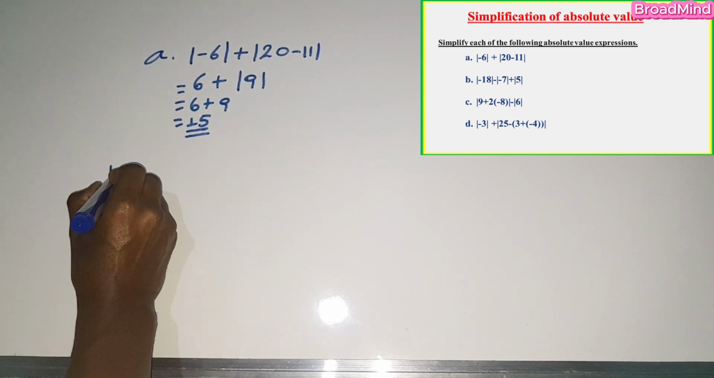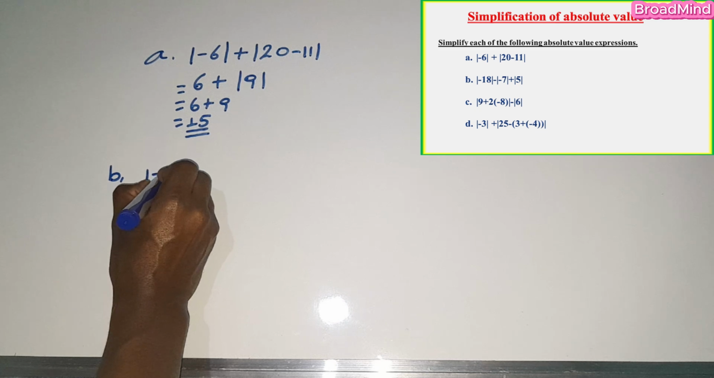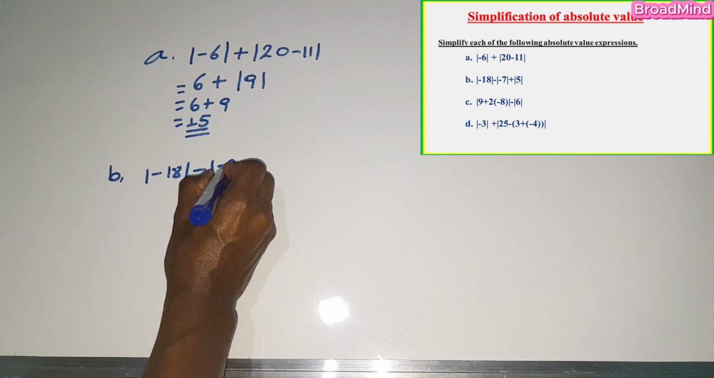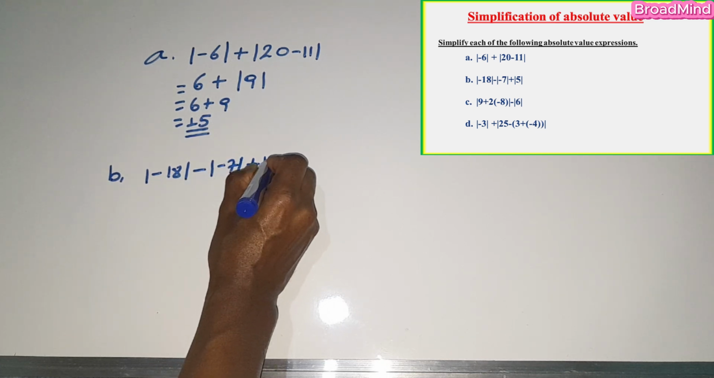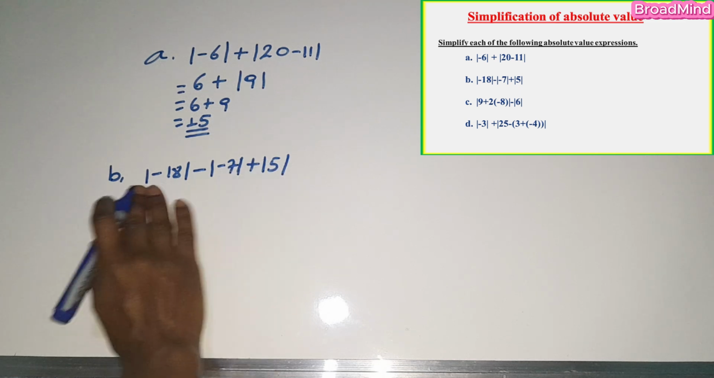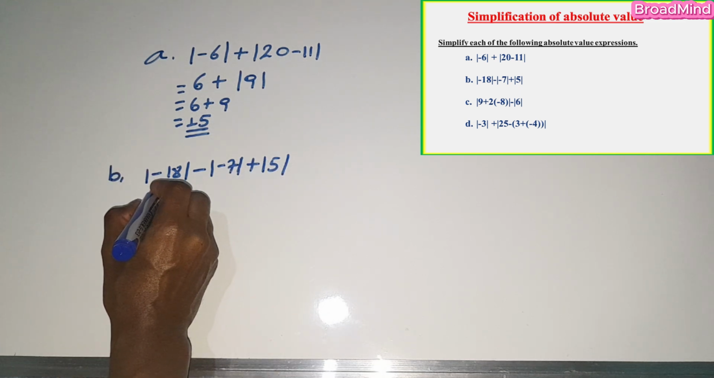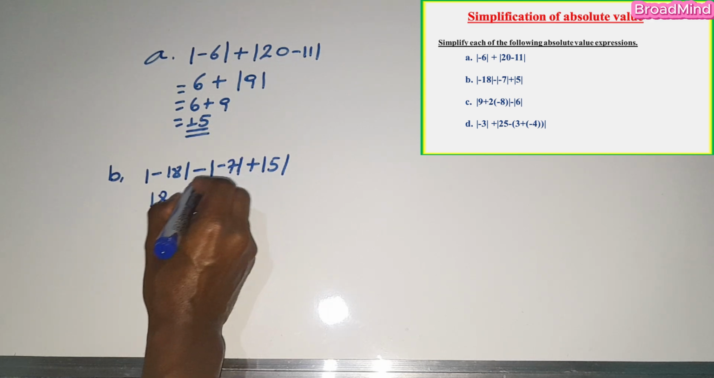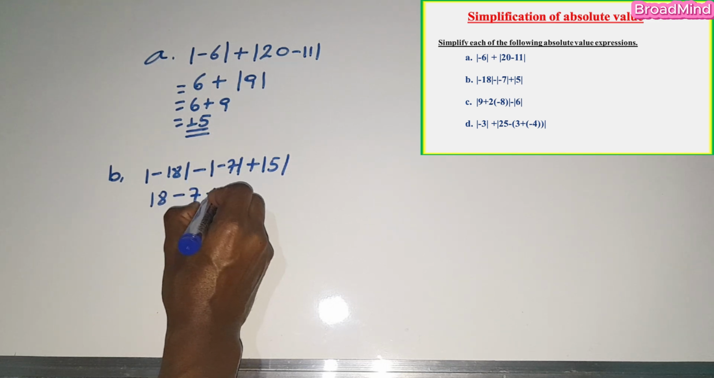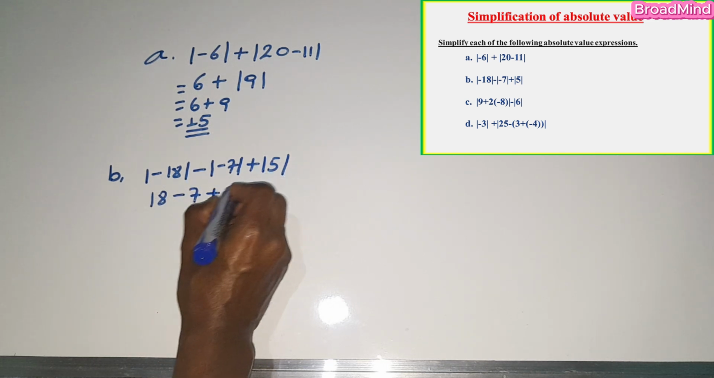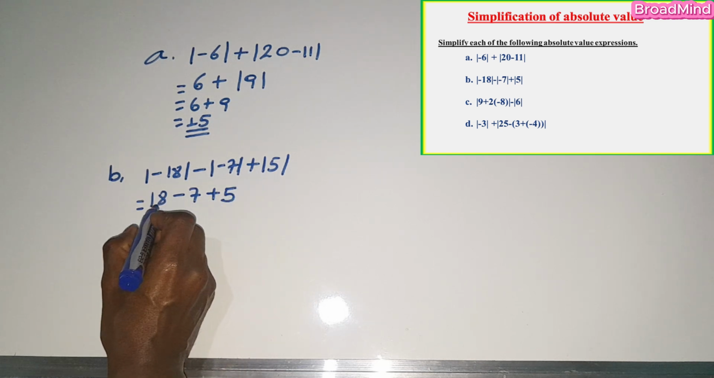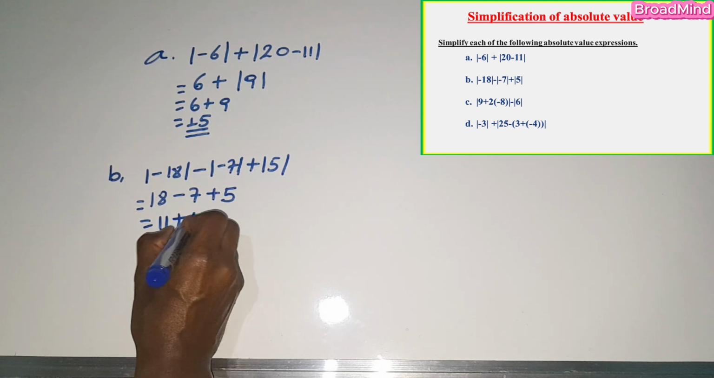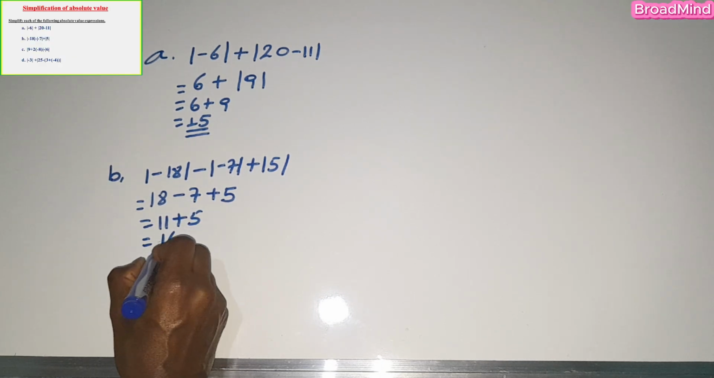Okay, B. Absolute value of negative 18 minus absolute value of negative 7 plus absolute value of 5. The absolute value of negative 18 is positive 18, minus the absolute value of negative 7 is 7, plus the absolute value of 5 is 5. Then 18 minus 7 is equal to 11, plus 5 equals 16.